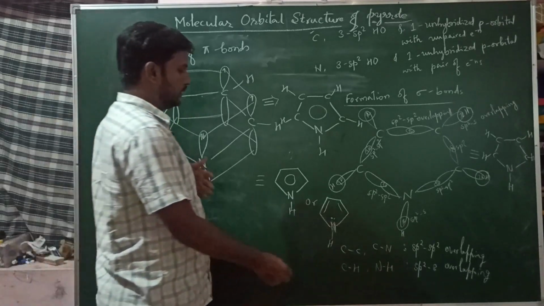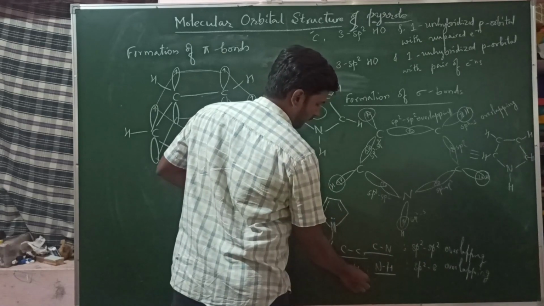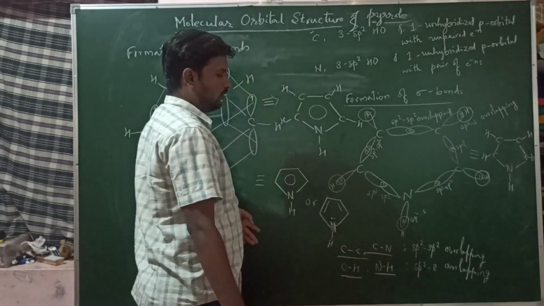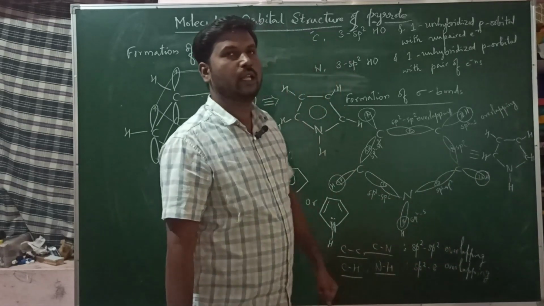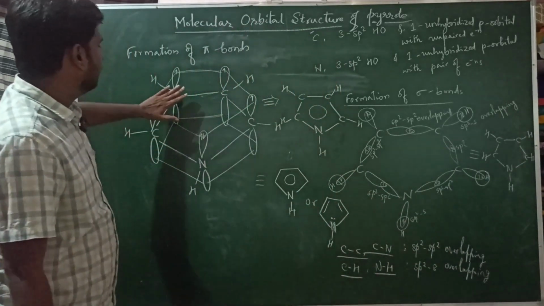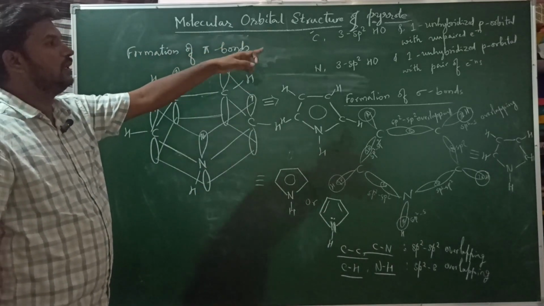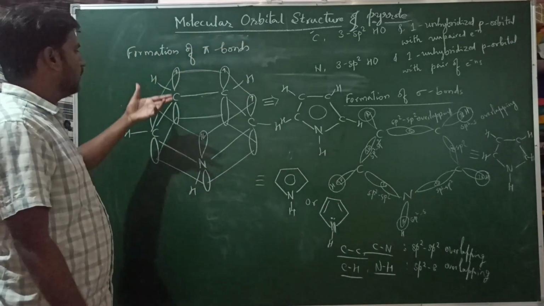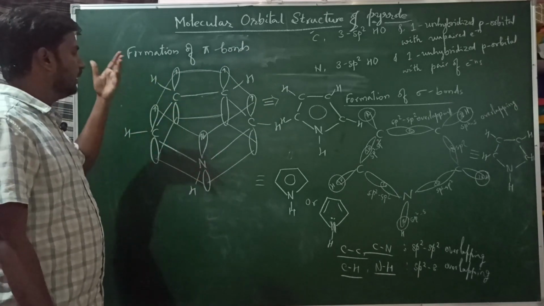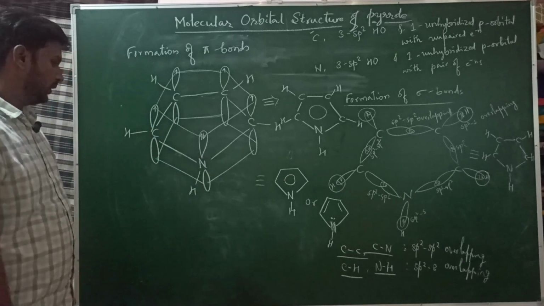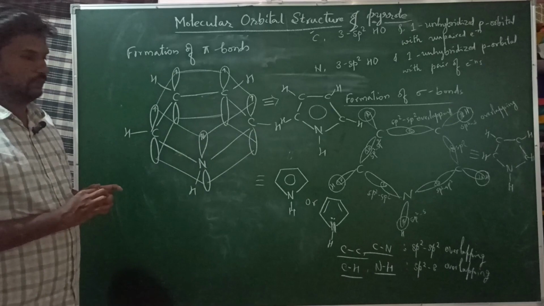Please note these: CC sigma bonds, CN sigma bonds, NH sigma bond, and CH sigma bonds are formed by sp2 overlapping and sp2-s overlapping respectively, and all the unhybridized p orbitals of carbon and nitrogen atoms show sideways overlapping or lateral overlapping, that is forming a pi bond. So these both are the molecular orbital structures of pyrrole.